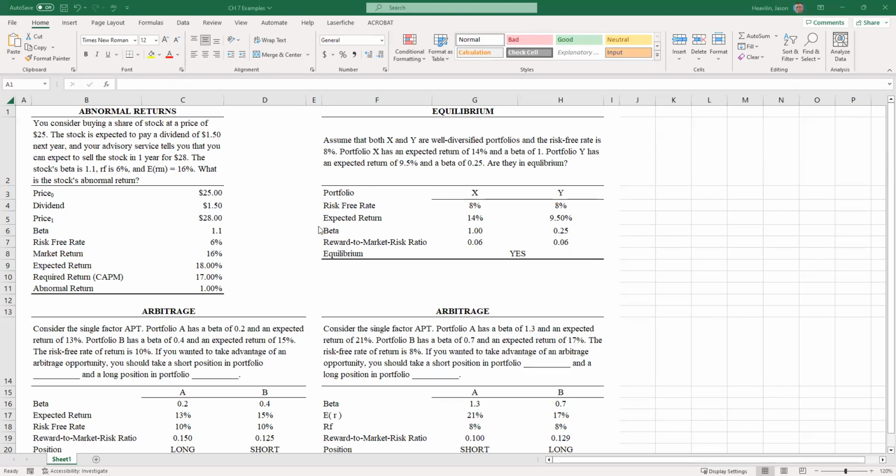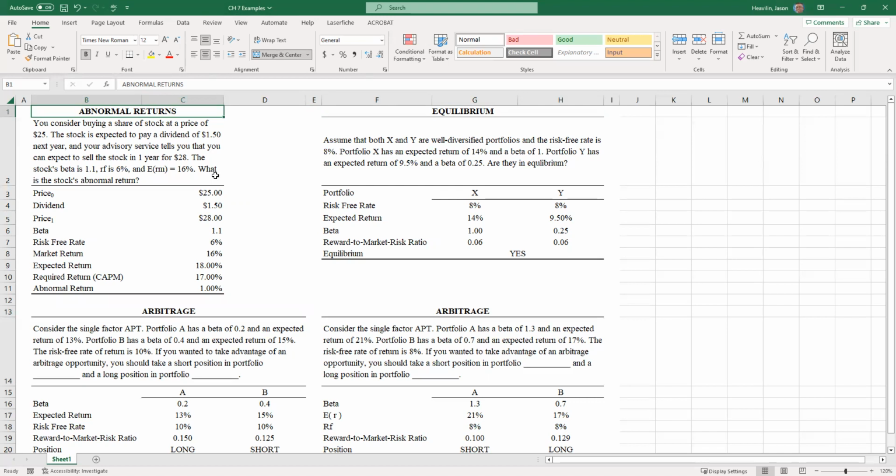In this video, we are going to talk about abnormal returns, equilibrium, and arbitrage. Let's start with abnormal returns. Now, this is just one example of identifying abnormal returns.